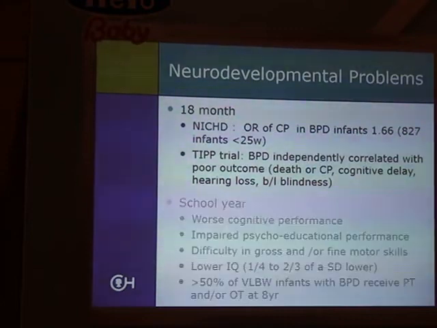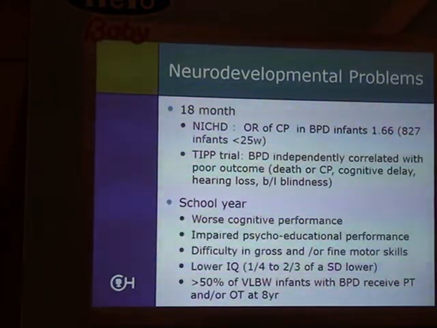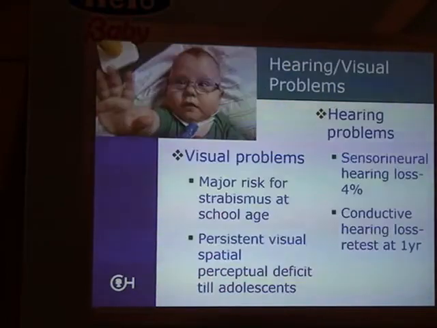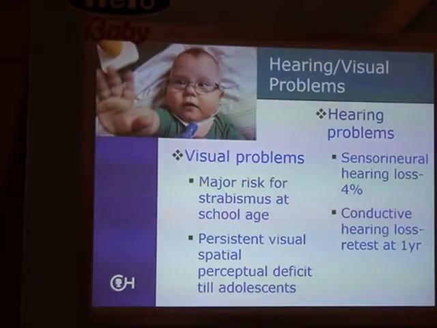Their cognitive delay, their hearing loss, and their blindness. And then when they hit school age, they had worse cognitive performance, impaired psychoeducational performance, and difficulties with their gross and fine motor skills. They had lower IQs. And 50% of very low birth weight infants with BPD also continued to receive OT and PT out to 8 years of age. So this is something that we need to remember goes well beyond the NICU doors.